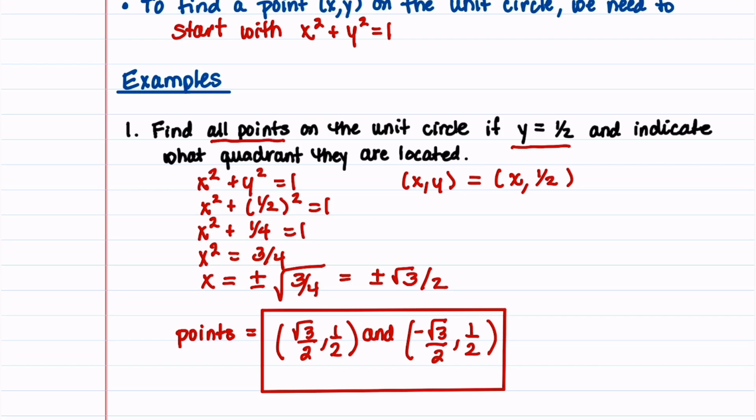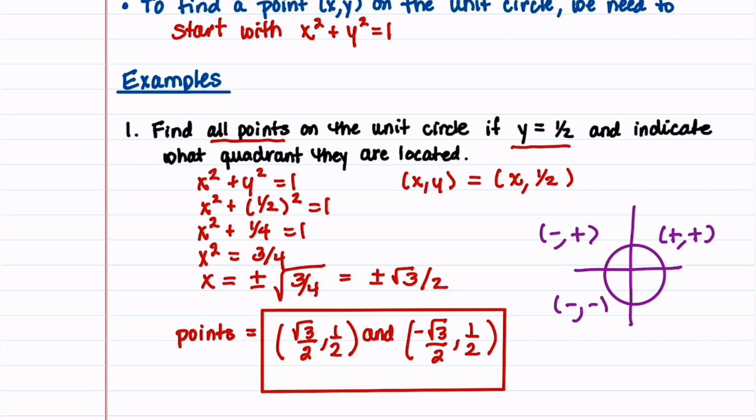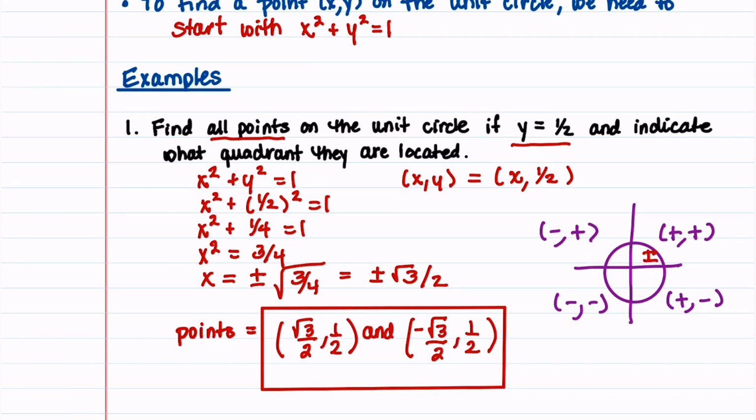Lastly, we're asked to indicate what quadrant these are located in. So let's just draw a quick picture of a circle. And let's remind ourselves, in the first quadrant, our coordinates are positive, positive. In the second quadrant, they're negative, positive. Third quadrant, negative, negative. And in the fourth quadrant, positive, negative. And then we can put in the quadrants, so this is 1, 2. Probably should have drawn my circle a little bit bigger, but it fits.